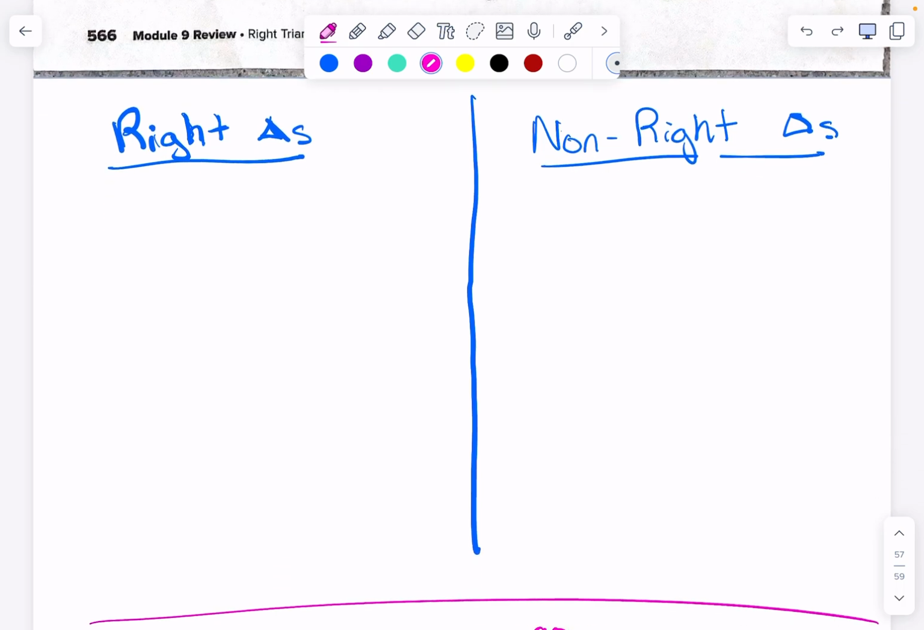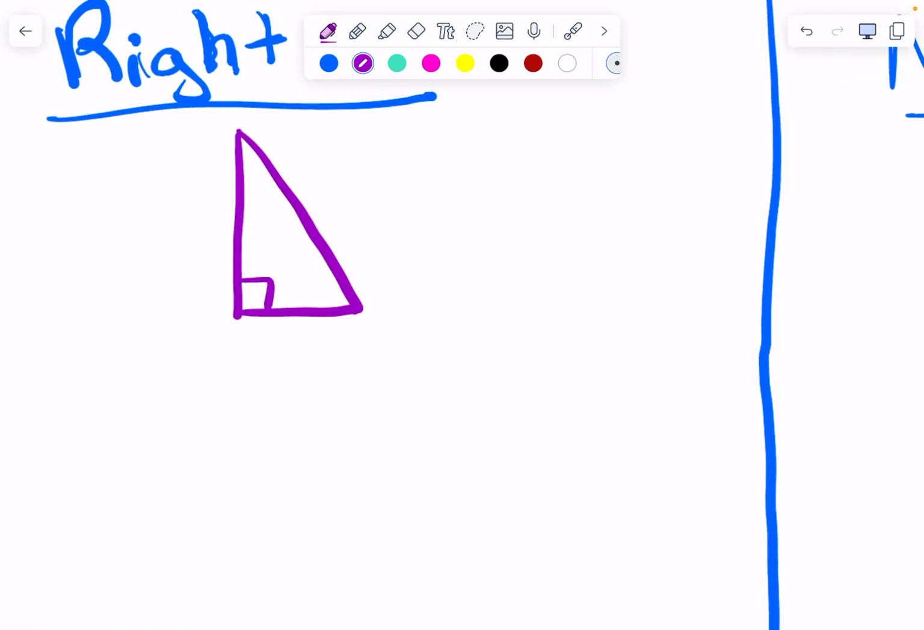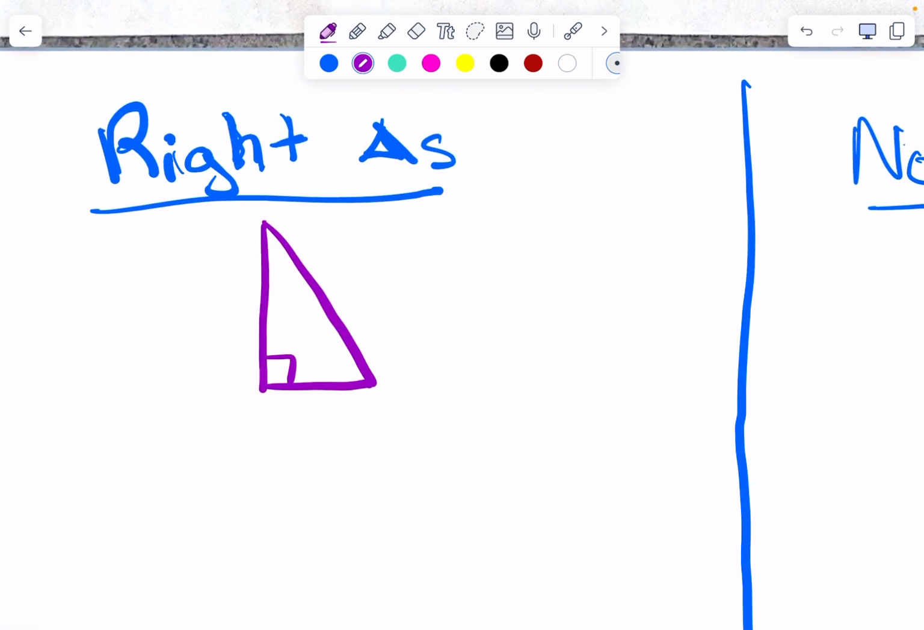Ready? A right triangle looks maybe like this. There's my right triangle. All right, let's talk about stuff that we can use to solve things in a right triangle. If we're talking sides of a right triangle, we can use the Pythagorean theorem: a squared plus b squared equals c squared. I cannot do that on a non-right triangle, but I can for a right triangle. So we can do that. Talking about sides. Cool.